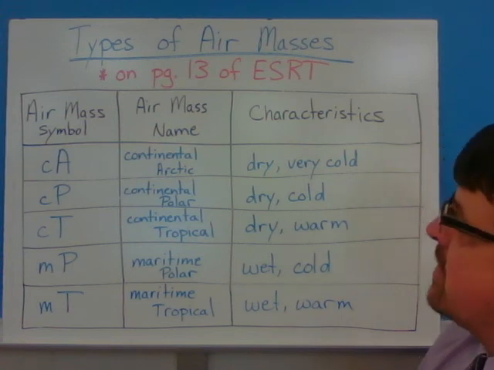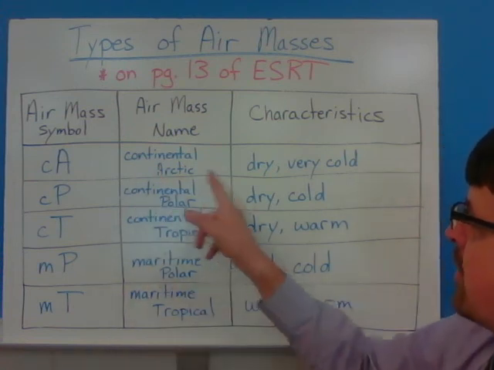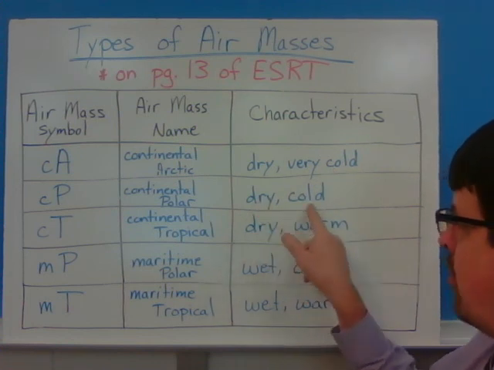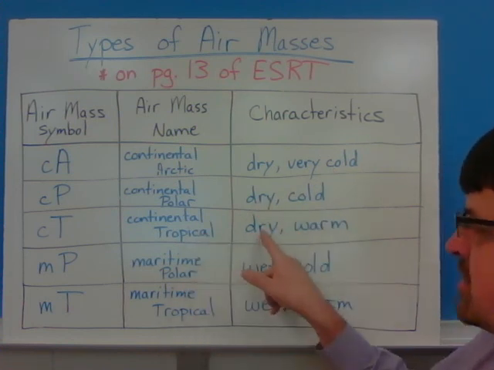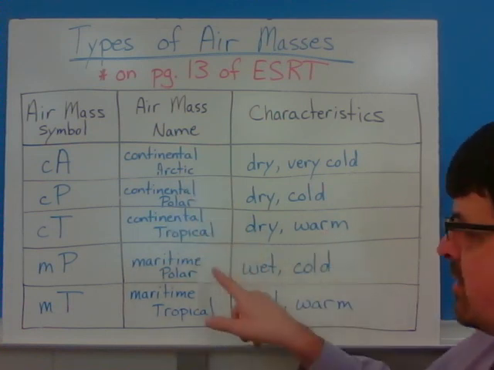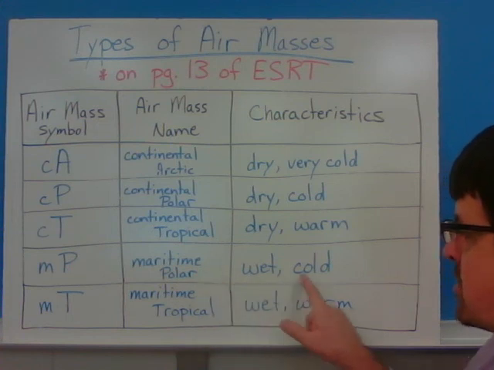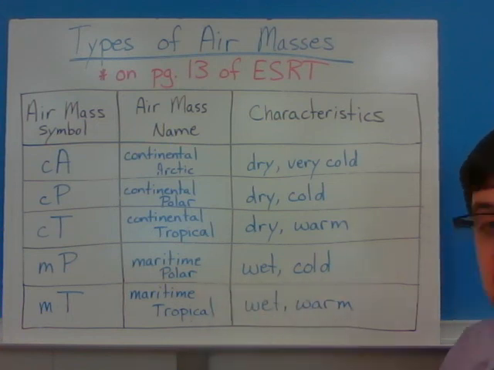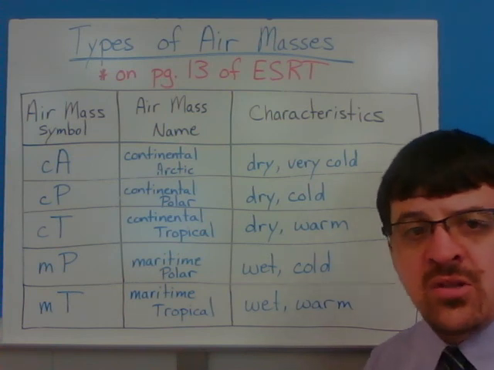Okay, but just understand, continental Arctic, dry, very cold. Continental polar is dry and cold. Continental tropical, still dry because it's continental. Tropical means that it's warm. The maritime is wet, polar is cold, and then the maritime is wet, and tropical is warm. So these are the combinations that you can have.